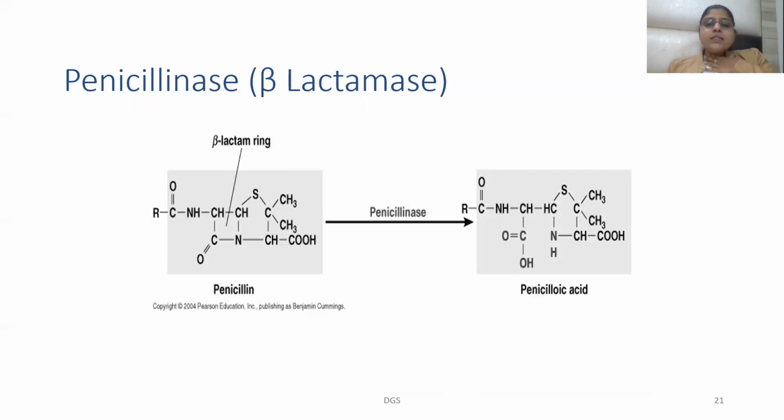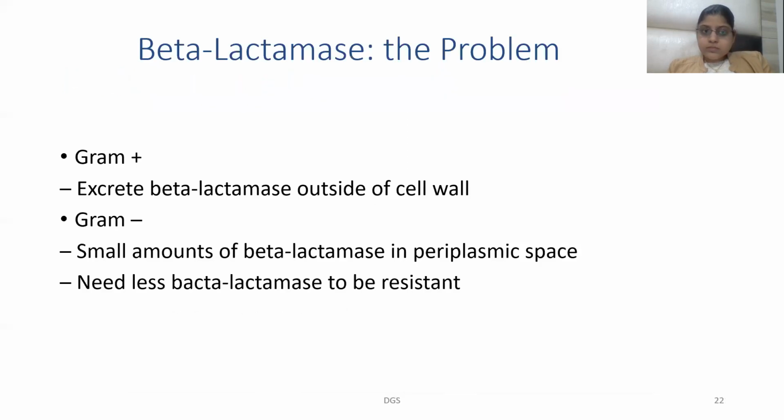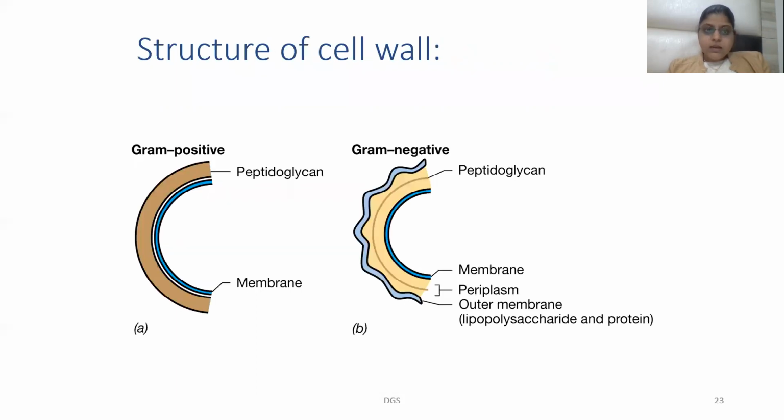Now, when penicillin acts on the penicillinases, it forms penicilloic acid, and thus the action of penicillin is stopped. Gram-positive bacteria excrete a lot of beta-lactamase outside the cell wall, but gram-negative bacteria have small amounts of beta-lactamase in the periplasmic space, so they need less beta-lactamase to be resistant.